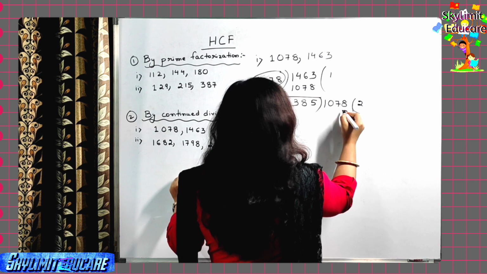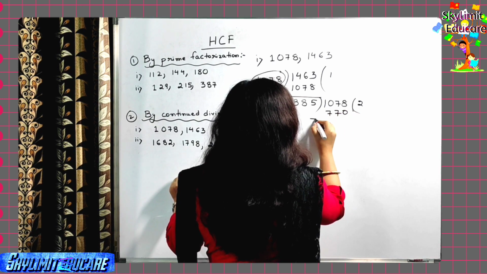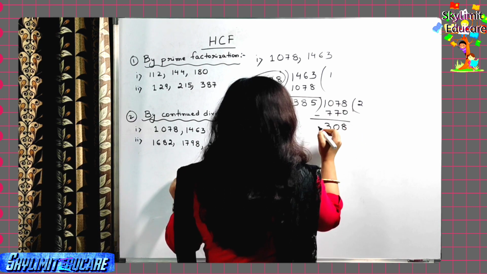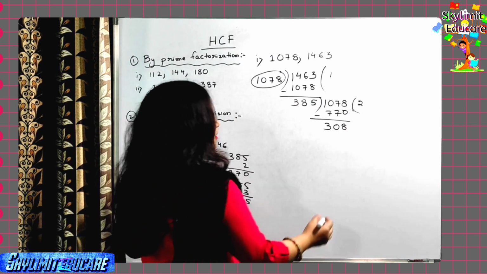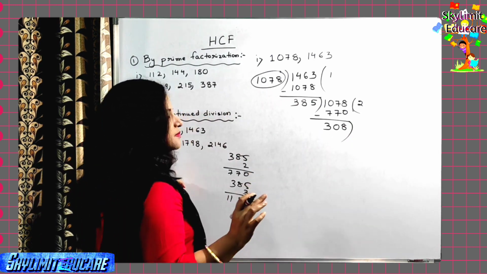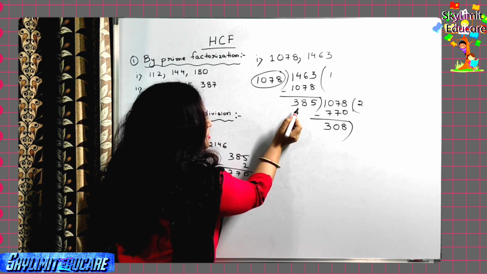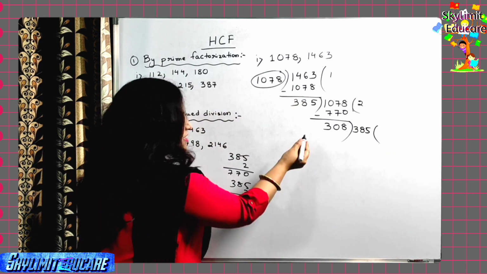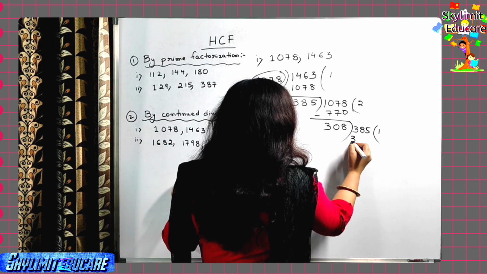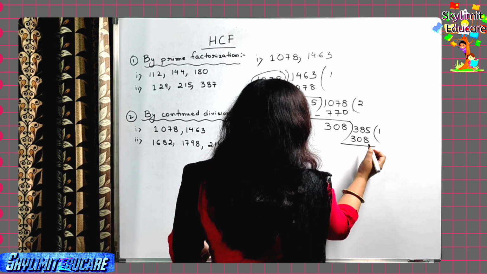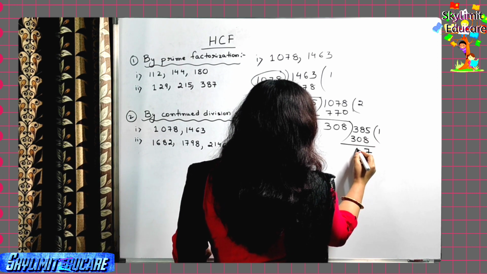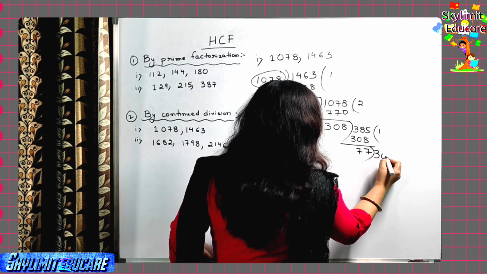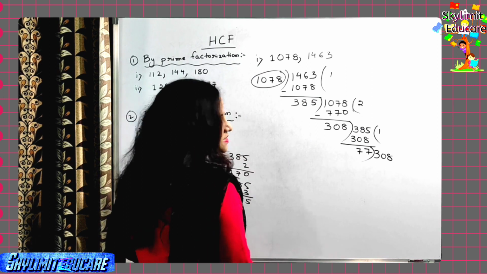So 2 5s are 10, 770. Let's subtract: 8 minus 0, 8, 7 minus 7, 0, 10 minus 7, 3. So we got here 308, right? So now this remainder becomes your divisor, and the last divisor comes to the dividend's place. Is it clear? Obviously this will go with 1 only. 308. So 15 minus 8 is 7. And this is also 7. 7 remains here. Now 77 becomes the divisor, and 308, the last divisor, becomes the dividend.